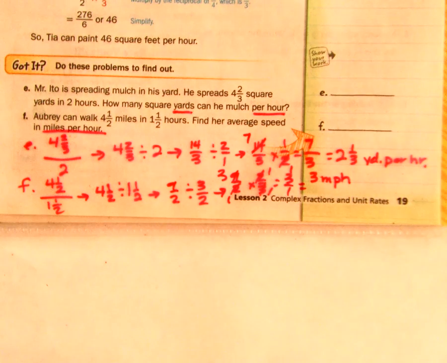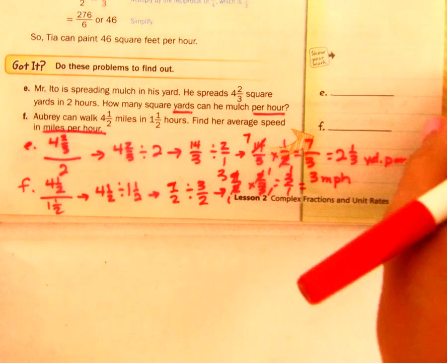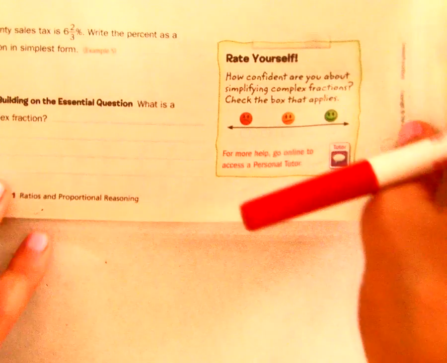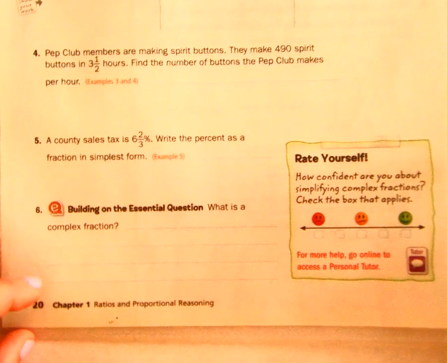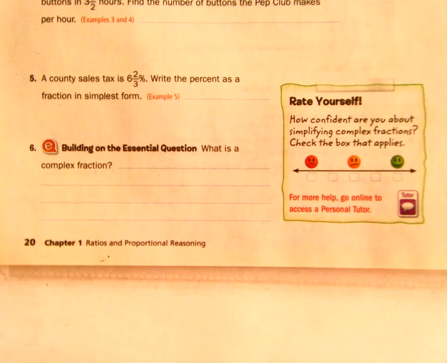Okay, so again, when we simplify complex fractions, numerator divided by denominator. When we divide, we multiply by the reciprocal. Okay, the next thing we're going to do is take percents and make them fractions. So if we look at number 5, a county sales tax is 6 2/3%. Write the percent as a fraction in simplest form.